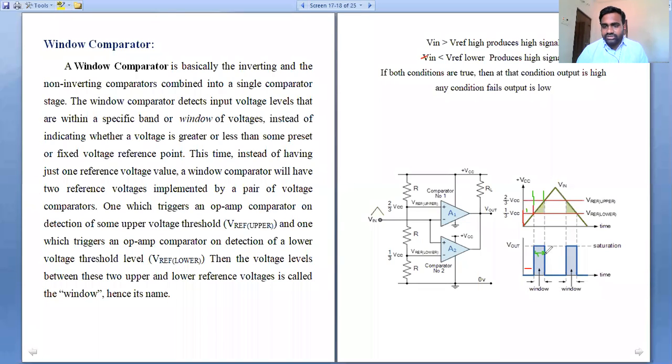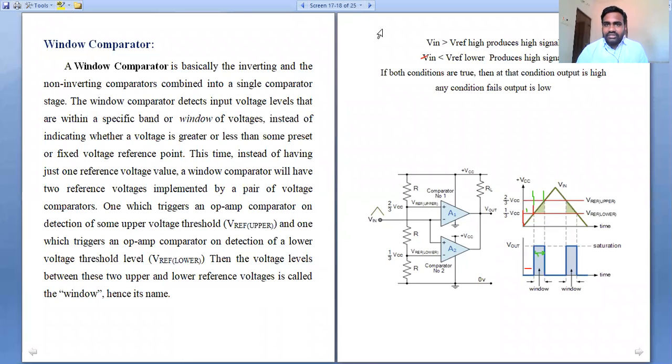This is called our output saturation. That means both the conditions are true. Only at this instant both the conditions are true. That's why we observed an output saturation value or window type of output voltage. The input voltage occurred between the range of the lower threshold value and the upper threshold value. That's why there is an occurrence of a window.